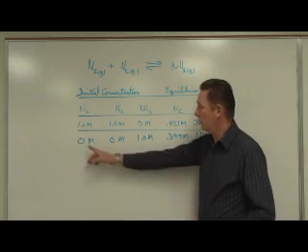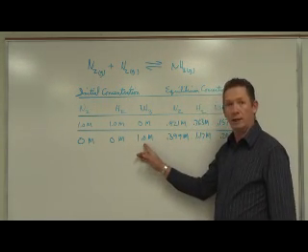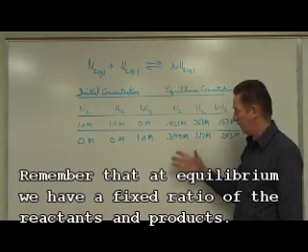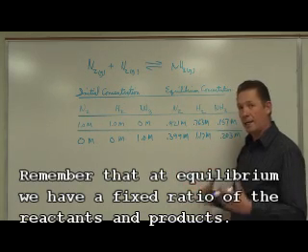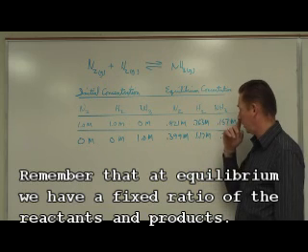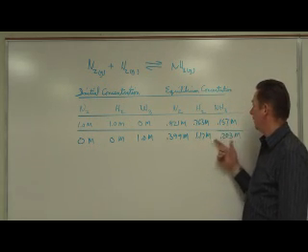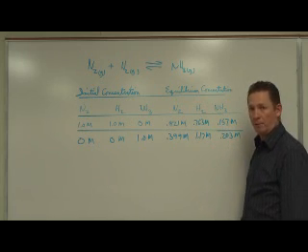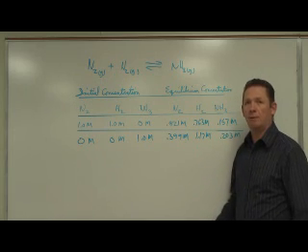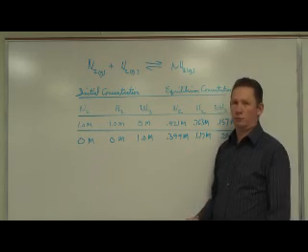In the second run, we started with no nitrogen or hydrogen and only ammonia, and allowed it to run the reverse reaction. At equilibrium, after the reaction is stabilized, remember it's a dynamic equilibrium, we ended up with 0.399 moles per liter of the nitrogen, 1.1 moles per liter of the hydrogen, and 0.203 moles per liter of the ammonia. So we see, in both cases, an equilibrium is established. The values are different, but let's see if the ratios are the same.